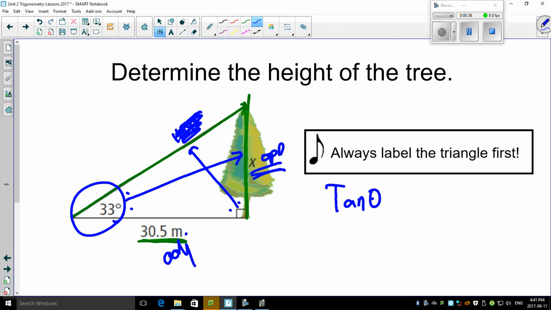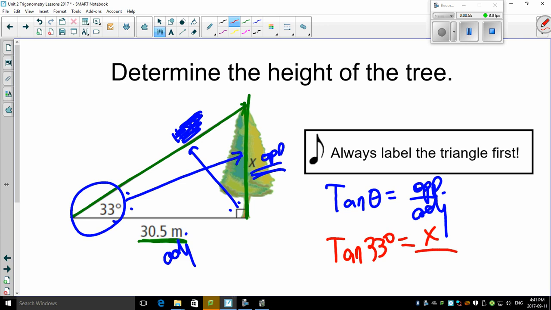Let's go. Tangent of the angle is opposite over adjacent. Don't forget that. And I always write down the formula. That way I'm not second guessing myself as to where the values go. So there's tan. Put down the 33 degrees. Opposite, we don't know. Adjacent works out to be 30.5. Put it over 1. Cross multiply, baby, and you've got it.